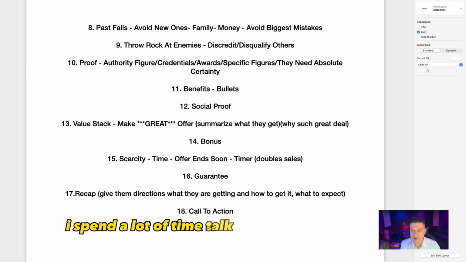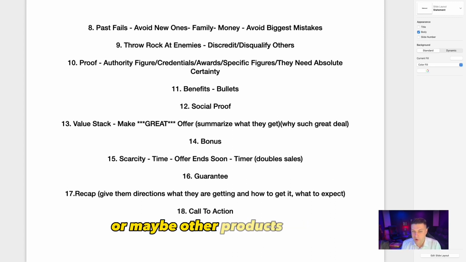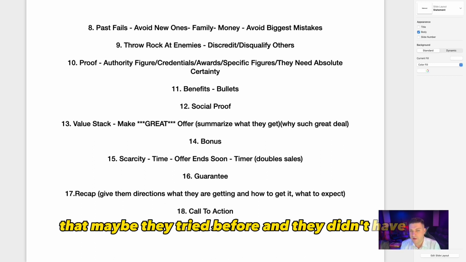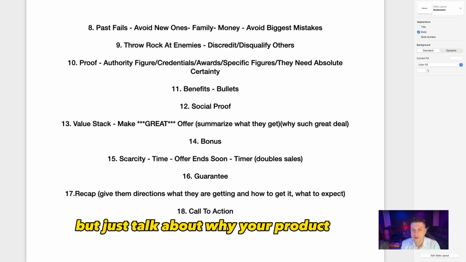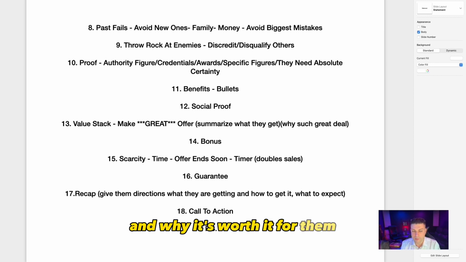I spent a lot of time talking about why this is better than maybe other books out there or other companies, or maybe other products like yours that they tried before and didn't have success with. So you've got to disqualify, discredit. Don't throw anybody's name under the bus, but just talk about why your product is better and why it's worth it for them. Okay, so this is the monetary part of it, starting here at 9.